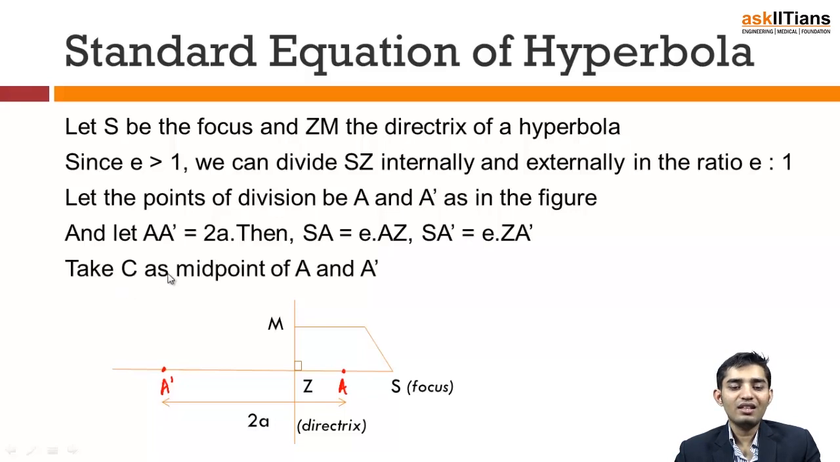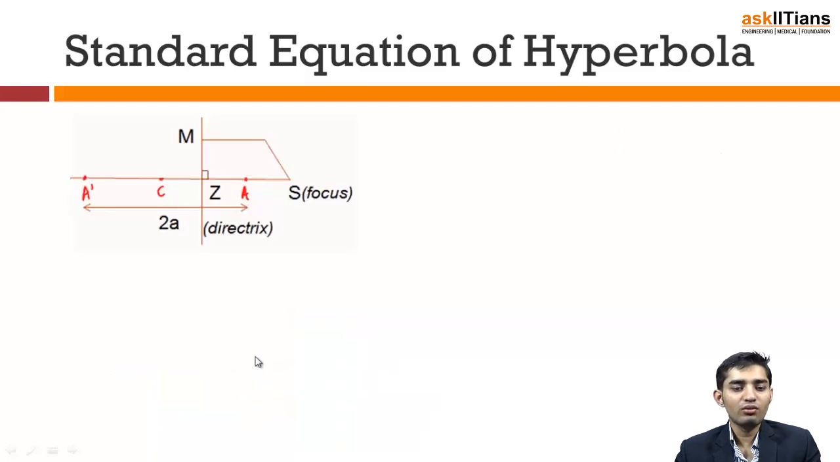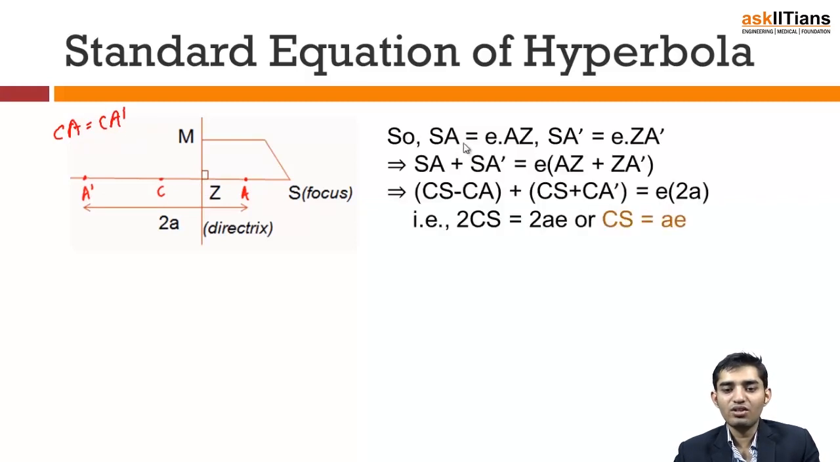Now, take C as the midpoint of A and A dash. So let me take point C here somewhere, which is the midpoint of A and A dash. So this is the diagram that we have. This is the focus, this is the directrix. A and A dash divide SZ internally and externally in the ratio e is to 1. C is the midpoint of A and A dash, so I have CA equal to CA dash. Now, this is equation 1 and this is equation 2.